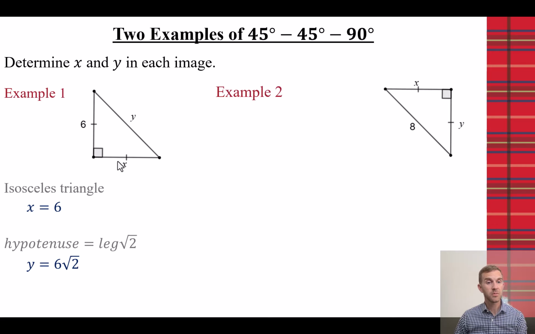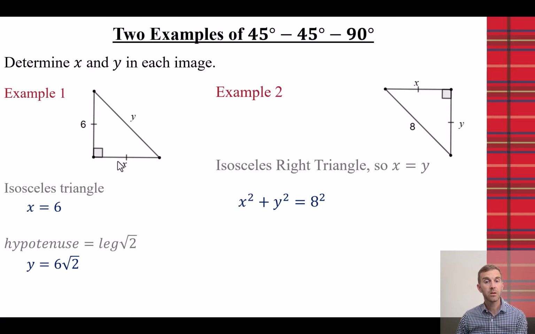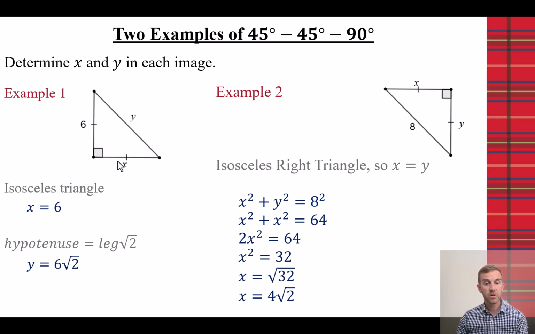Here's another example. Now in this case, we're given the hypotenuse and not the legs. So we have to go in the reverse order and use the idea that x has to equal y, and then we also know that the hypotenuse will equal the leg squared, or we can use the Pythagorean theorem, where x squared plus x squared equals 64. So 2x squared equals 64. x squared is 32. Take the square root of 32, which is 4 square root of 2.